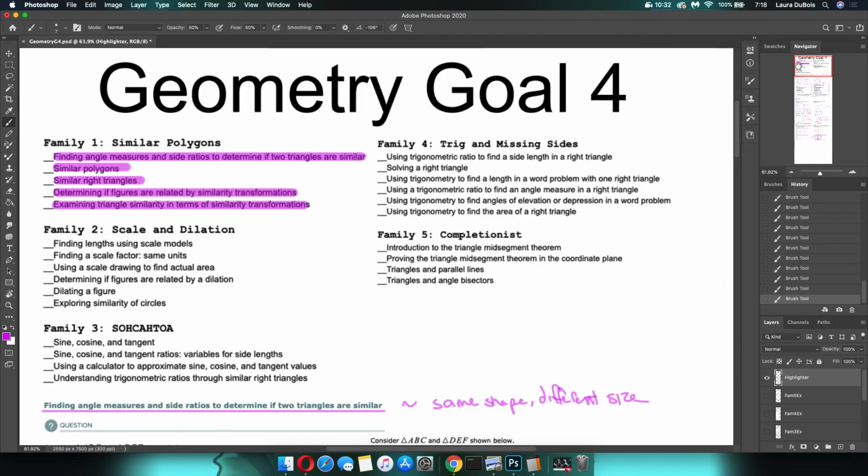All right, that's all the basics for similar polygons. Now that we understand how similar polygons work, we're going to talk about scale and dilation in the next video.